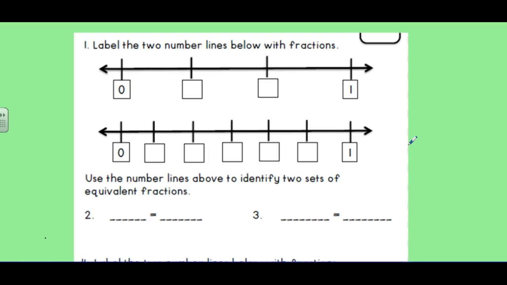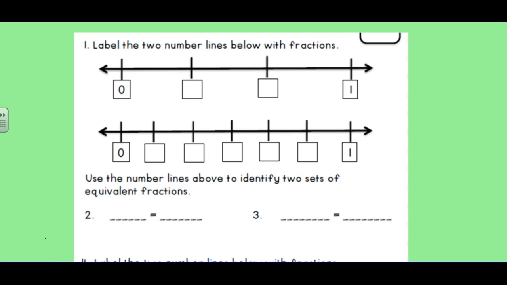Okay, so for number 1, it says label the 2 number lines below with fractions. So usually what we've done is we've made our number lines based on fractions that we already know that we're going to put on there. So there's not really a lot of times where we've worked on number lines where we have to go ahead and label them based on what they have already put.